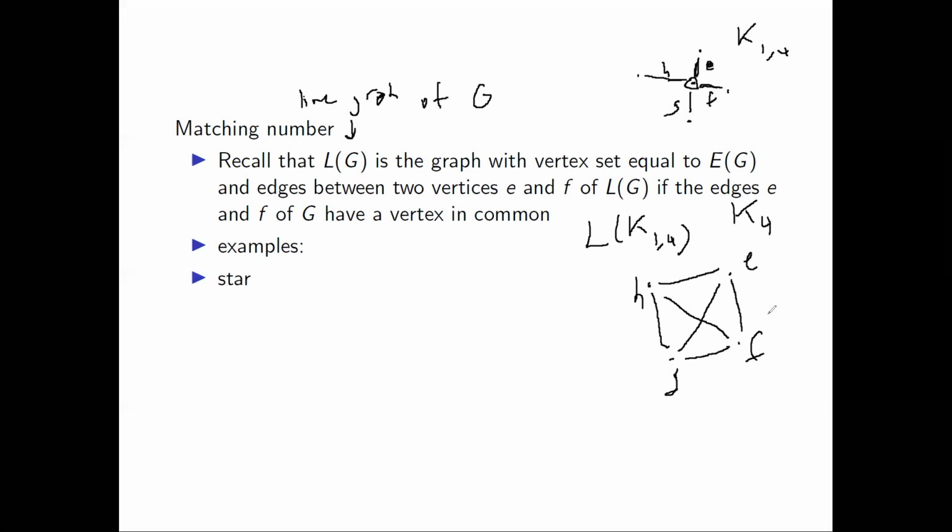So with the star of order n plus 1, you get a complete graph of order n. So a K_{1,n}, its line graph is going to be a K_n. So a star of order n plus 1, our line graph is a complete graph of order n. Okay, so that's one example. And let's look at another example of a line graph.